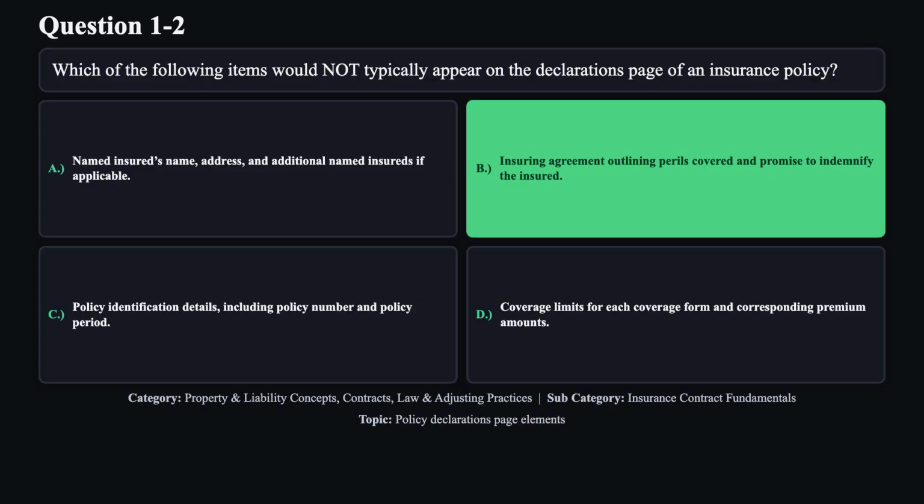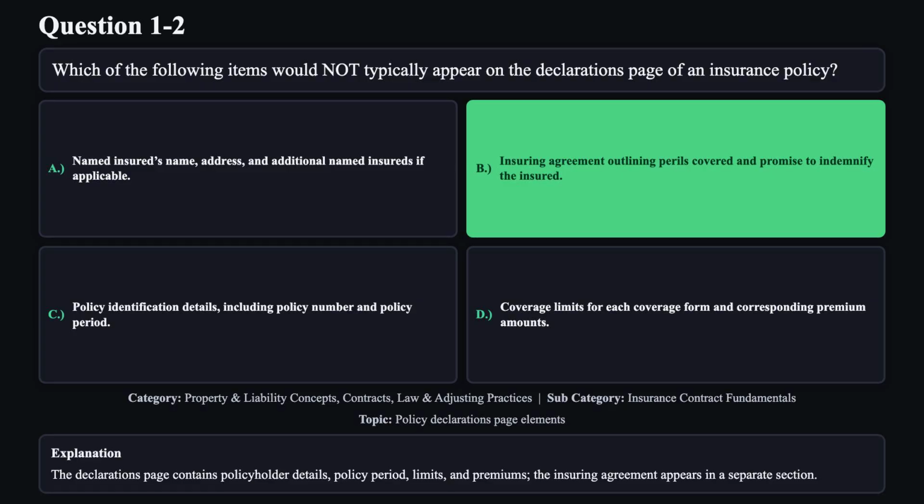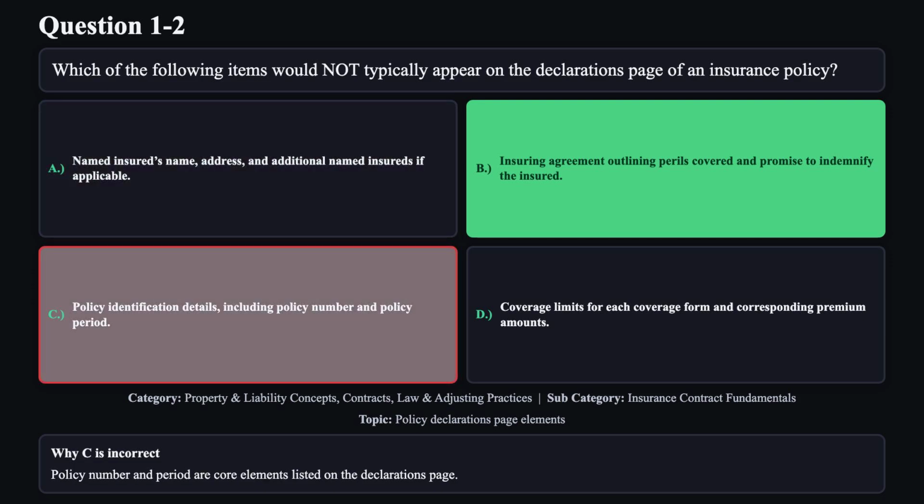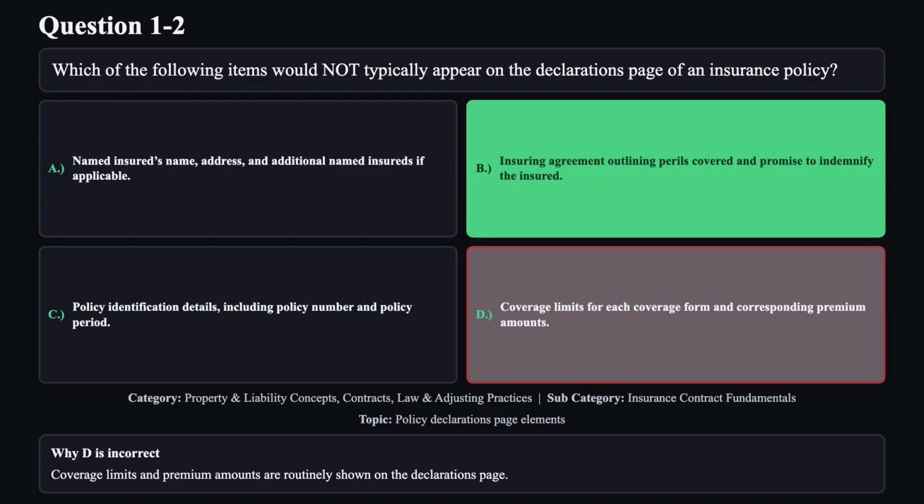The correct answer is B. The declarations page contains policyholder details, policy period, limits, and premiums. The insuring agreement appears in a separate section. Reason A is not correct. Named insured information is a standard feature on the declarations page. Reason C is not correct. Policy number and period are core elements listed on the declarations page. Reason D is not correct. Coverage limits and premium amounts are routinely shown on the declarations page.